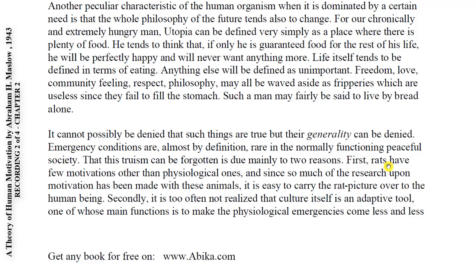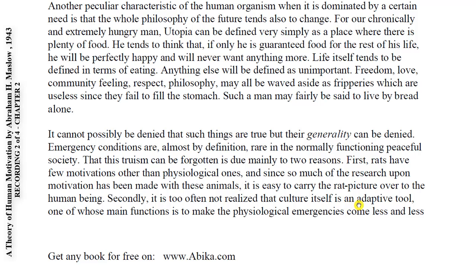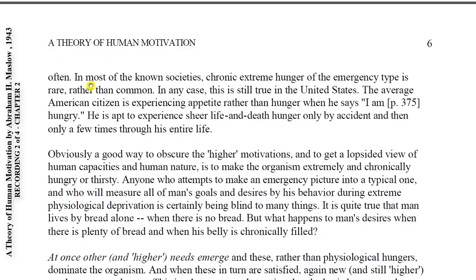First, rats have few innovations other than physiological ones, and since so much of the research upon motivation has been made with these animals, it's easy to carry the rat picture over to the human being. Secondly, it is too often not realized that culture itself is an adaptive tool, one of whose main functions is to make the physiological emergencies come less and less often. In most of the known societies, chronic extreme hunger of the emergency type is rare rather than common. In any case, this is still true in the United States. The average American citizen is experiencing appetite rather than hunger when he says, "I'm hungry."